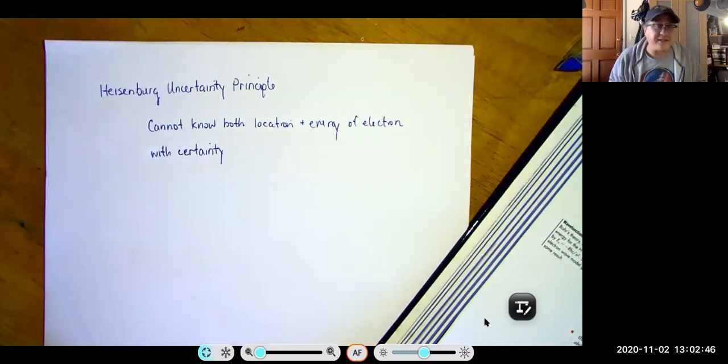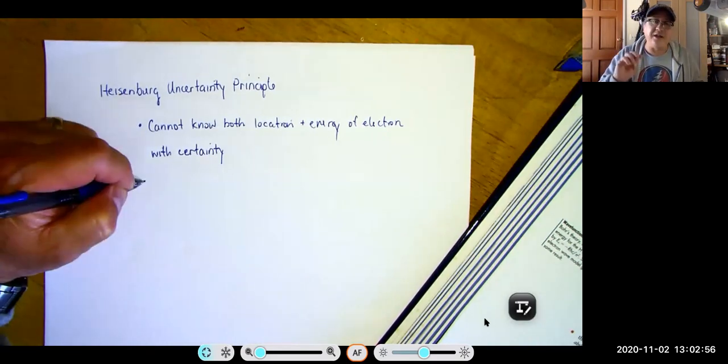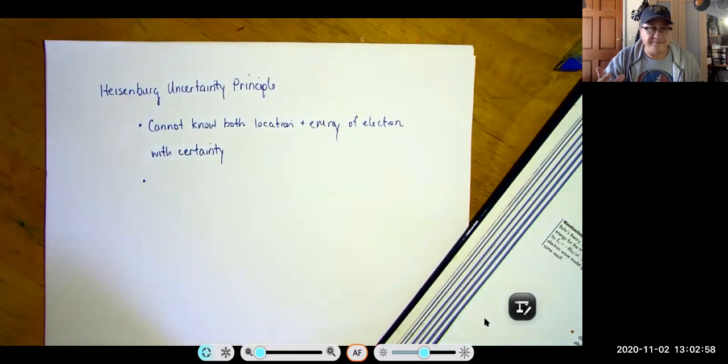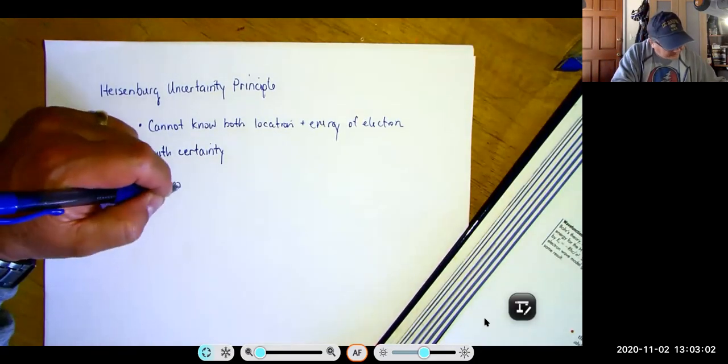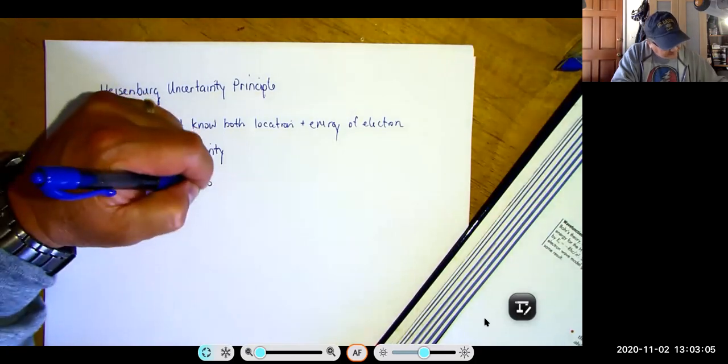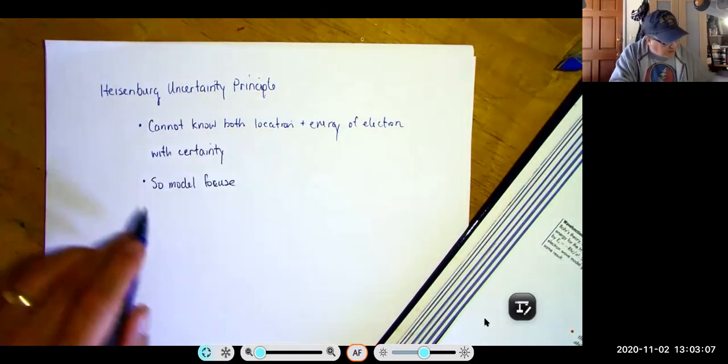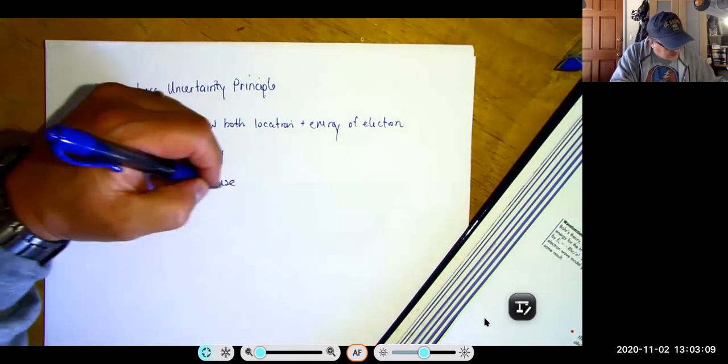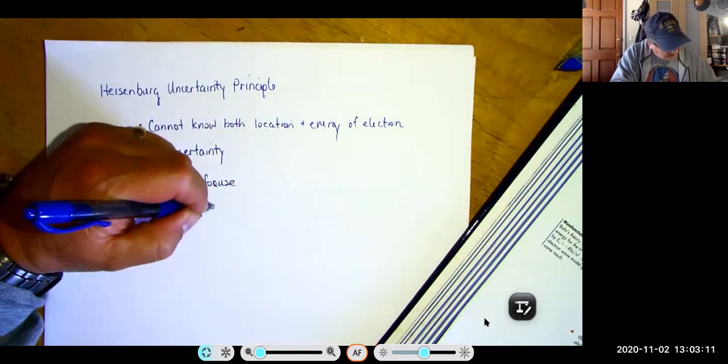So a lot of people take this to mean that if you know the energy of the electron, you don't know where it is, or if you know where it is, you don't know its energy. And that's not what this says at all. This says you cannot know both with certainty. Okay, so the model focuses, and the model meaning the quantum model.